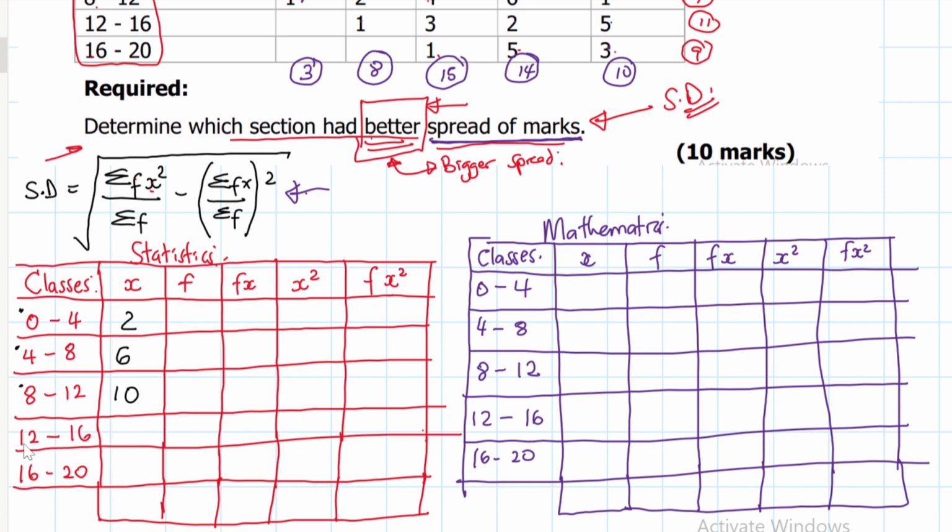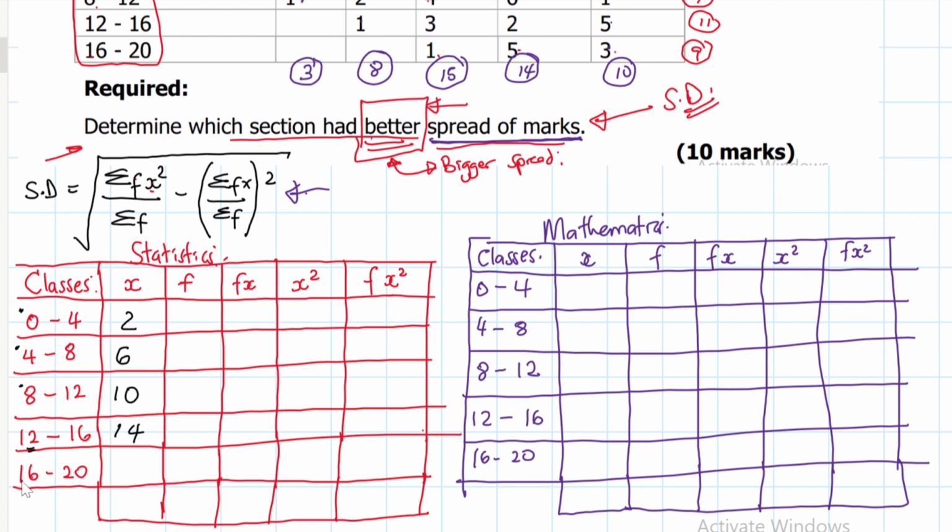Come down here, 16 minus 12 is 4. What is 4 divided by 2? That is going to give us 2. We add the 2 to the lower class boundary here, 12 plus 2, which is giving us 14.